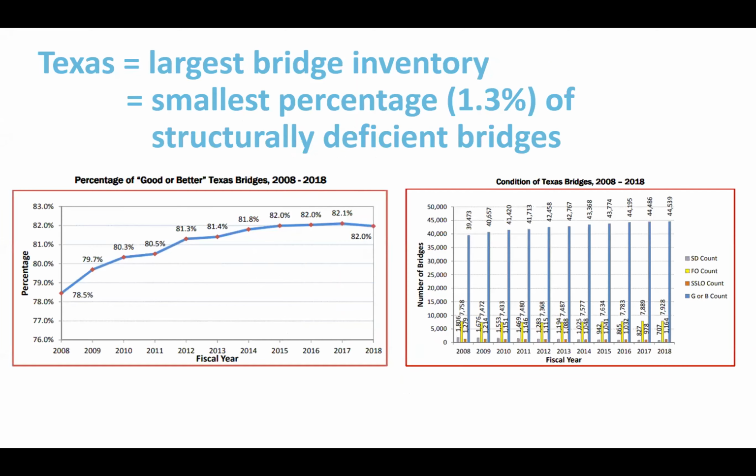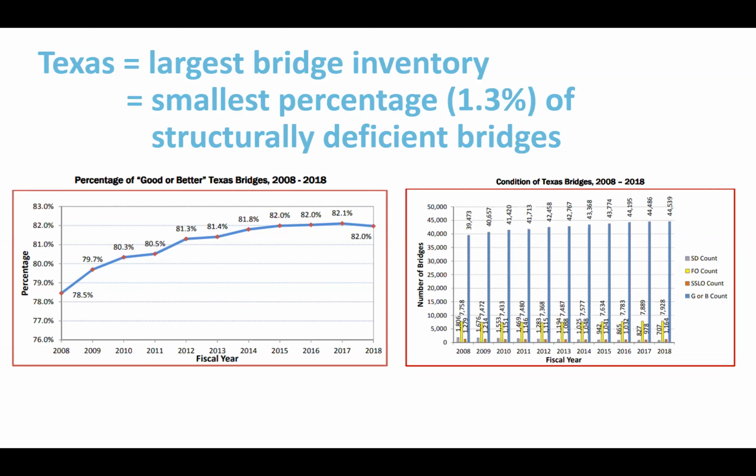So here's the good news. If you're in Texas, you have the largest bridge inventory. I mentioned there are about 600,000 bridges in the US. 60,000 of them are in Texas. 10% of the bridges are in Texas. And the smallest percentage of structurally deficient bridges are in Texas compared to any other state. So 1.3%. So there's the good news.